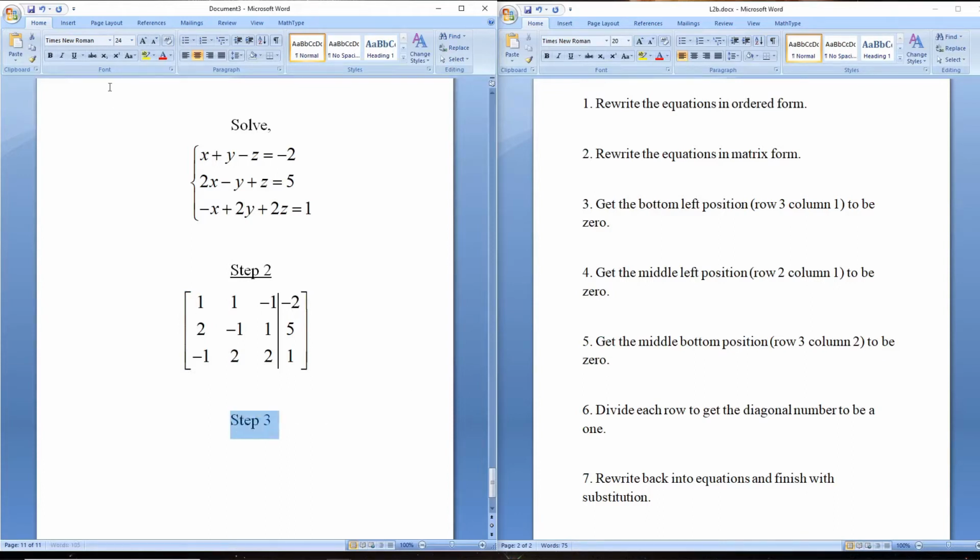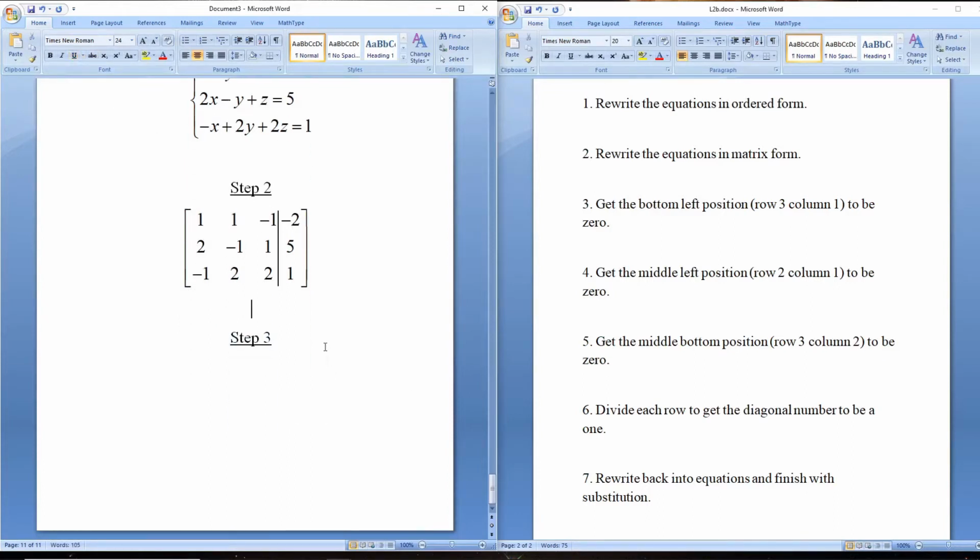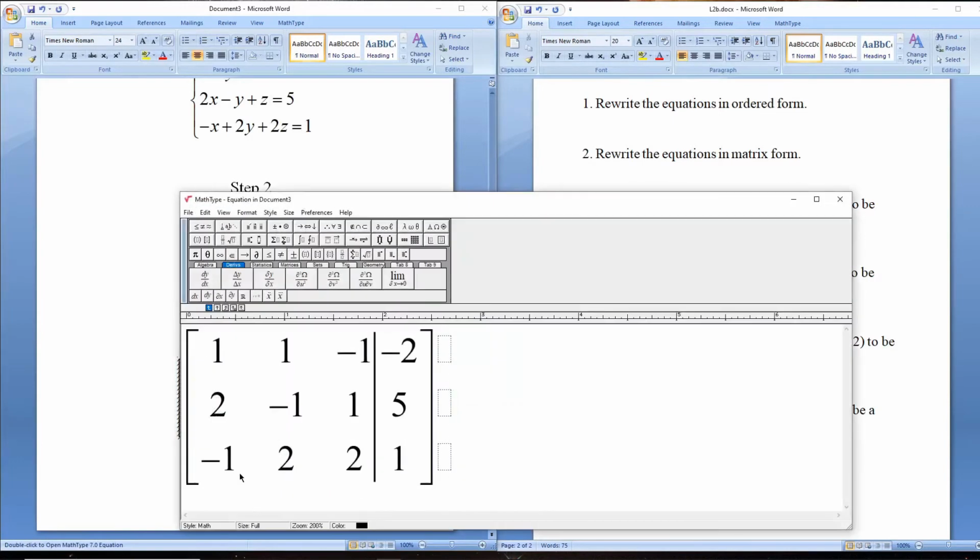So let's check out step 3. Step 3 says get the bottom left position to be 0. By the bottom left position, I mean specifically row 3, column 1. I'm circling that here with my cursor. That's this bottom left position, this minus 1 right here. We want to get this minus 1 to be a 0.